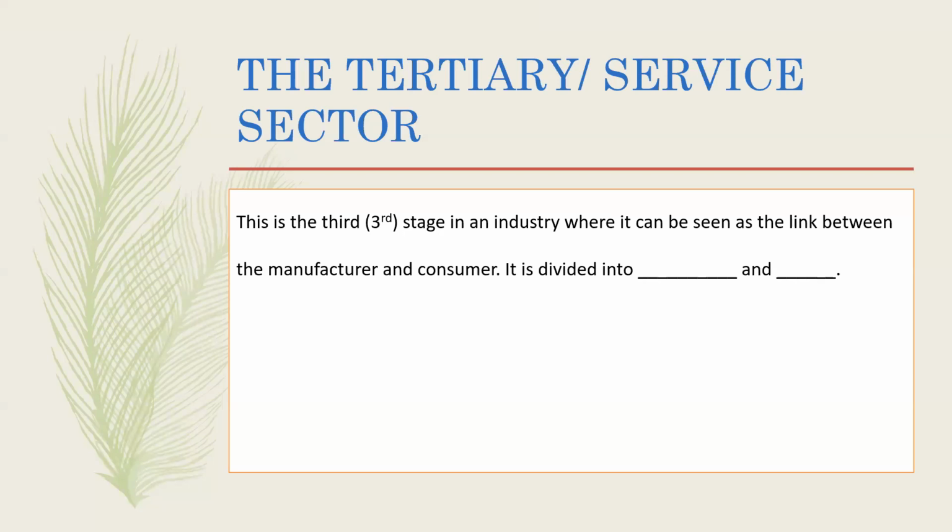So let me see if I could jog your memories here a little bit. For those who are doing POB with me, I'm seeing some familiar names. I have to relate all my different business subject areas together, right? So the note here is saying, this is the third stage in the industry where it can be seen as a link between the manufacturer and the consumer. It is divided into, and I'm going to give you all a hint for these two parts, these two answers.